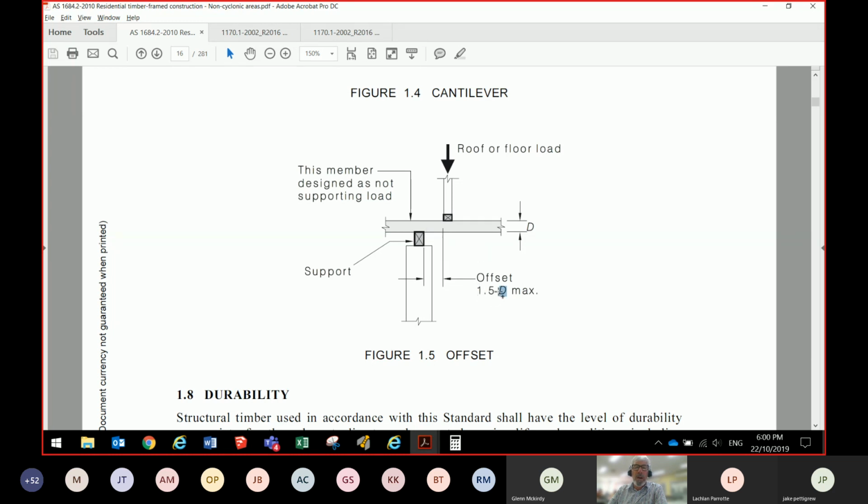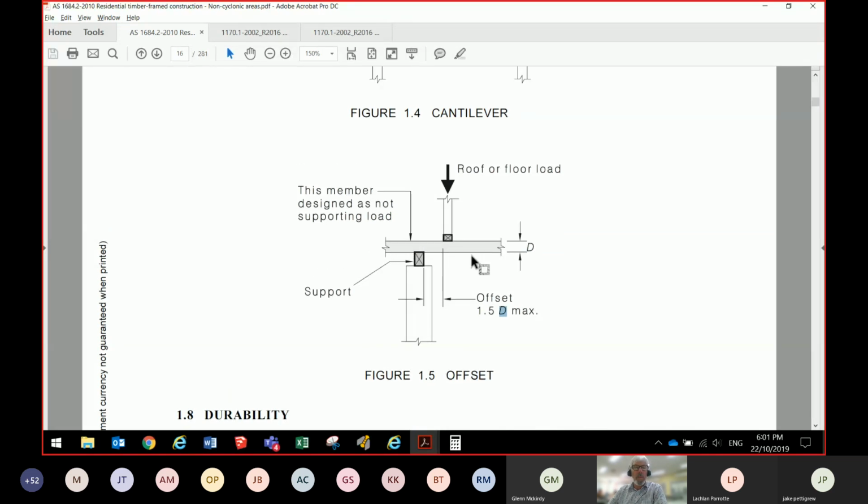So we're talking 1.5 times D. The member designed as not supporting the load. So here we've got our joist. If it's designed to support this load, then that load can go anywhere. And obviously this joist is going to be a much bigger beam because the load could fall somewhere outside of that 1.5D. But as long as that roof load stays within 1.5D of this support that you can see highlighted, then this member through here doesn't have to be designed to support the load. So that's an example of what that talks about.